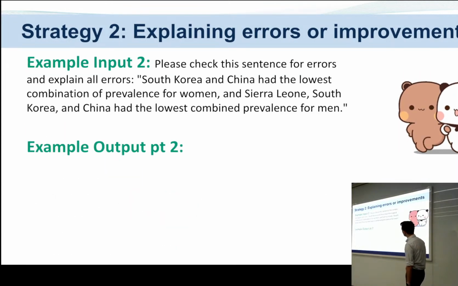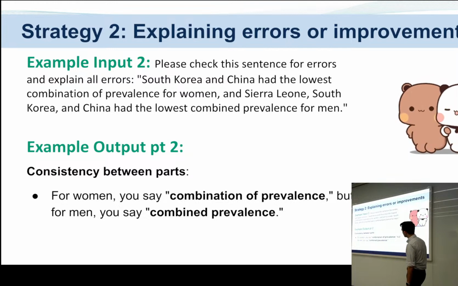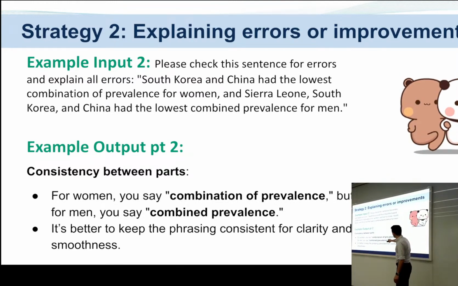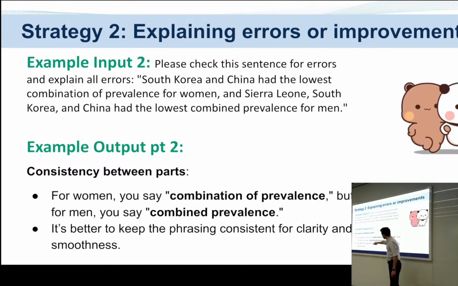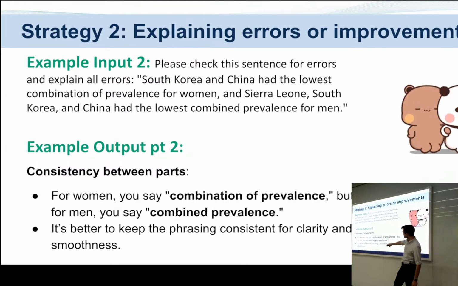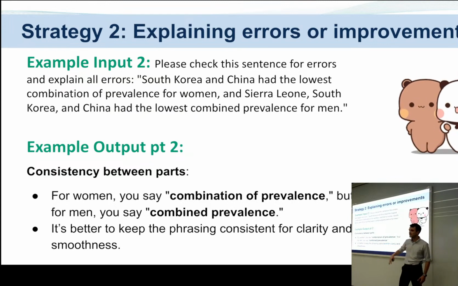Example input 2, example output 2. This should be the same. Yep. For women, you say combination of prevalence, but for men, you say combined prevalence. It's better to keep phrasing consistent for clarity and smoothness.